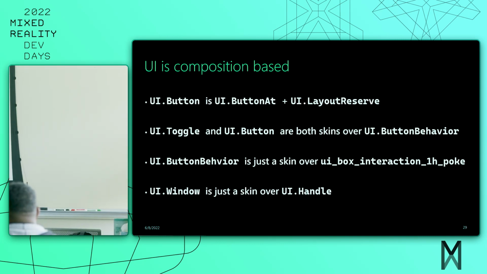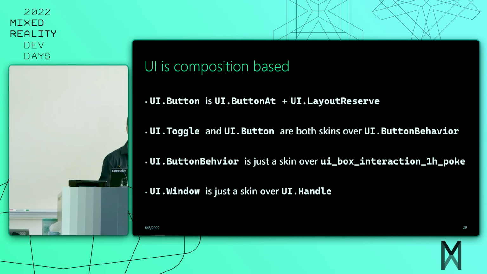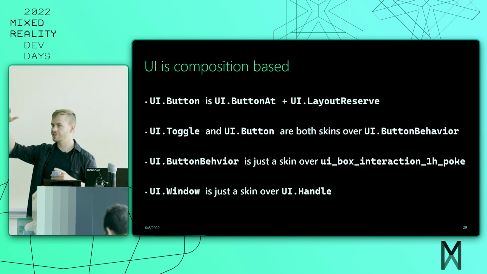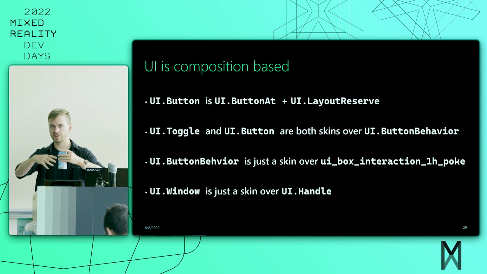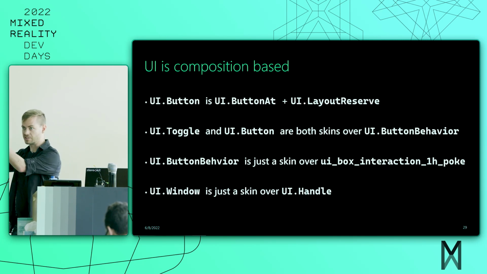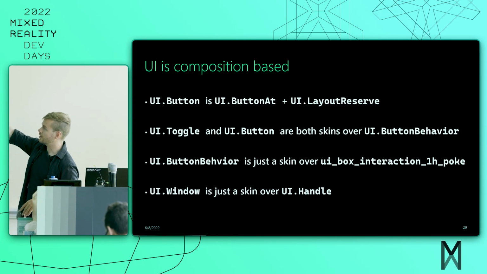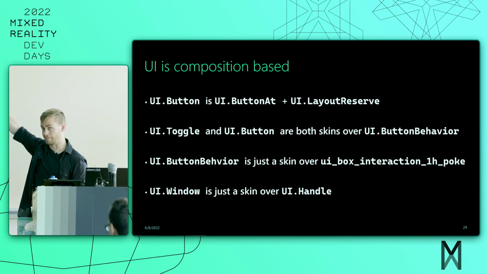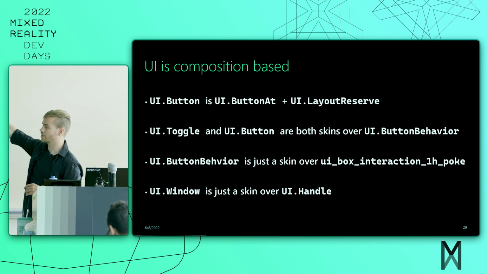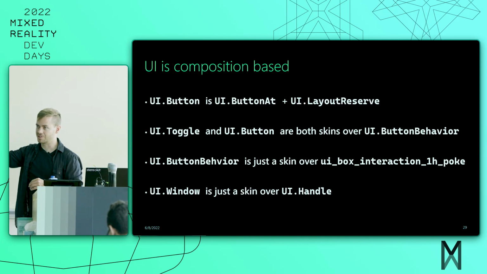I'm not going to talk about the architecture of it too much, but from a high level, everything is kind of composed together. The button is just a button plus a layout reserve. So the button system is separate from the layout system. A toggle and a button are essentially the same sort of thing, so they share the same button behavior. And then button behavior is also composed of a couple of other primitives for a poke interaction. So you poke buttons.